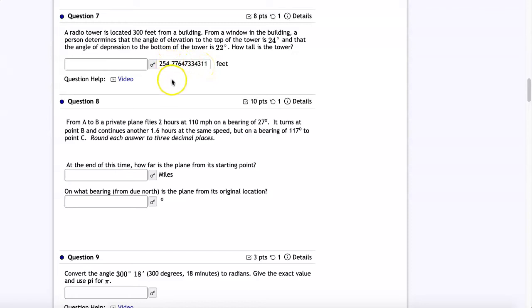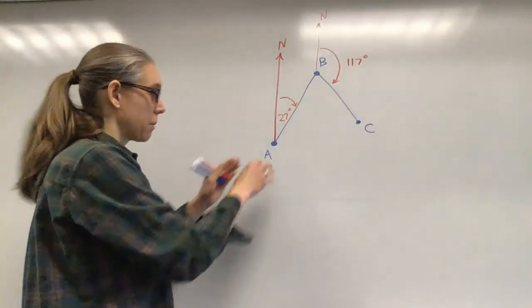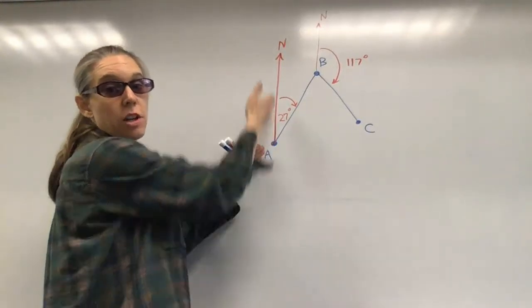Okay, so next for question number 8, we have a navigation problem. We have from A to B, the private plane flies 2 hours at 110 miles per hour on a bearing of 27 degrees. It turns at point B, continues another 1.6 hours at the same speed, but on a bearing of 117 degrees to point C. So let's start by making a diagram. So first, when I drew my diagram, I started with a point A. I drew a north line.